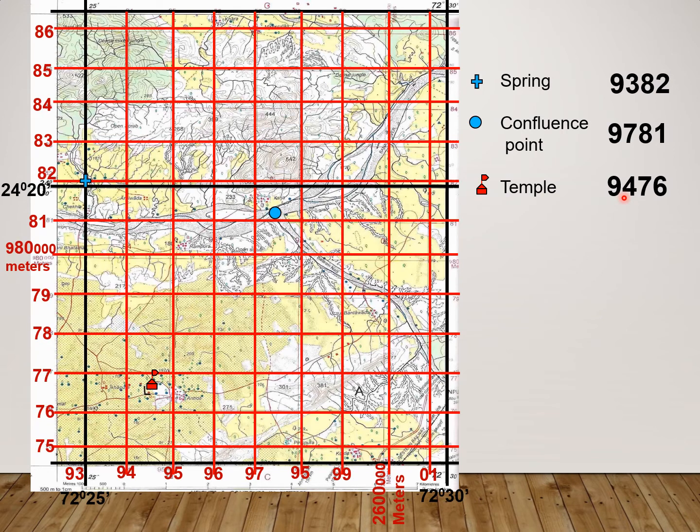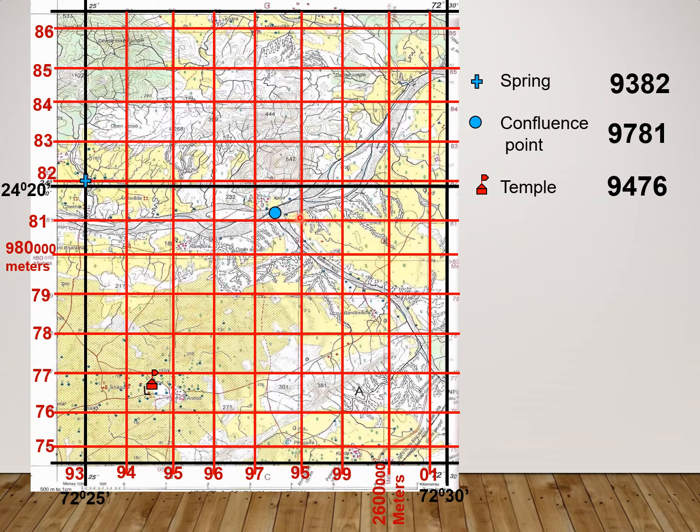Next two digits are for northings. Again, which northing or which horizontal line has the temple crossed? It has crossed this line. And what is it? 76. And that is why the next 2 digits are for the northing, that is 76. And that is why, where is the temple located? It is located at 94 and 76.